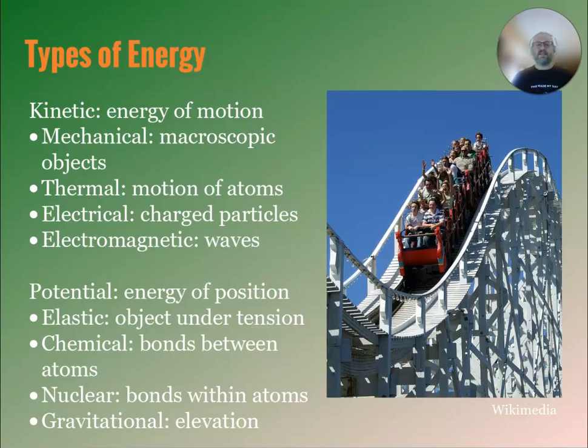Another form of potential energy is chemical potential energy. That's energy that's stored in the bonds between atoms. So chemistry is all about how we arrange atoms to make different kinds of substances. And so when you form certain substances, it consumes energy, and that energy is then stored as potential energy in the bonds between those atoms. And then if those bonds were to break, that energy would be released and could transform into another form.